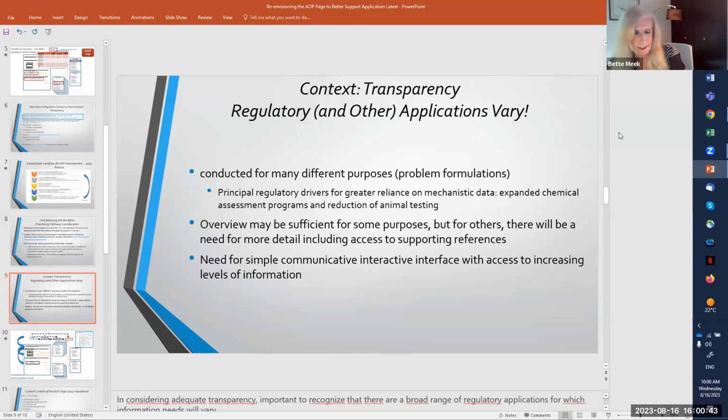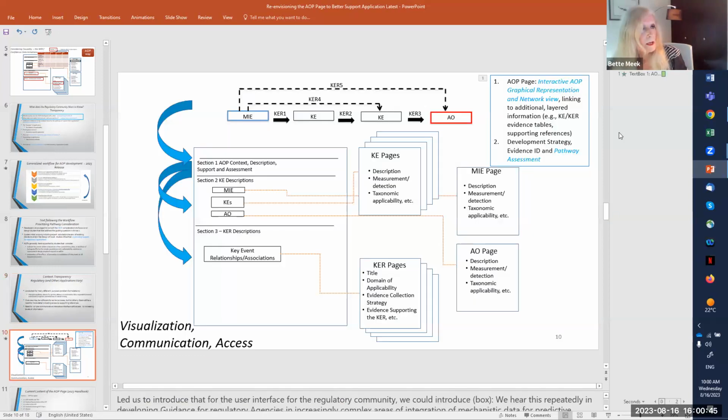So we had rather suggested that maybe we could simplify the AOP page for the regulatory application community by having this interactive AOP graphical representation and network view linking to additional layered information. And that could be, for example, the KE and KER evidence tables that are evolving in the data model, but also the supporting references.